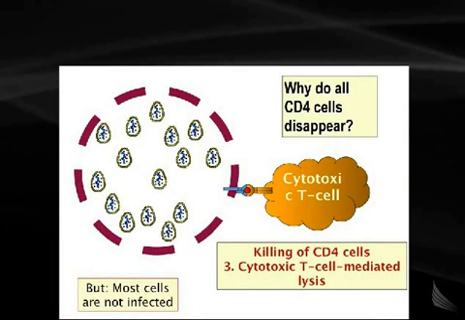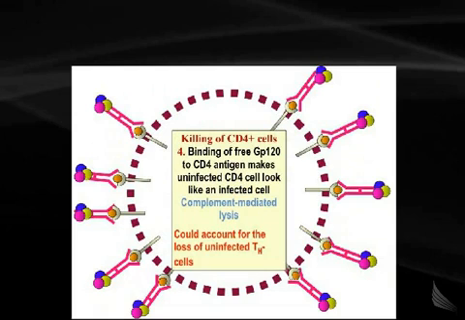The third way is through the cytotoxic T cell killing HIV-infected CD4 positive T cells. The killing of the CD4 positive T cells through complement-mediated lysis is the last way which we get rid of our population and march towards AIDS.